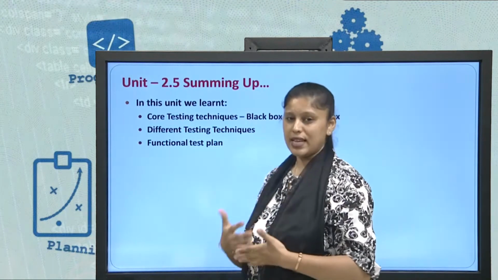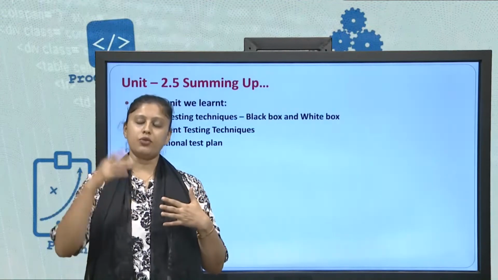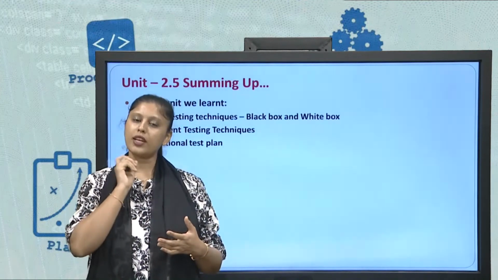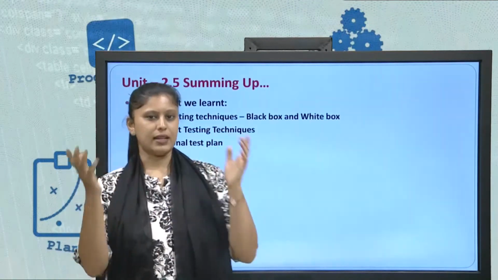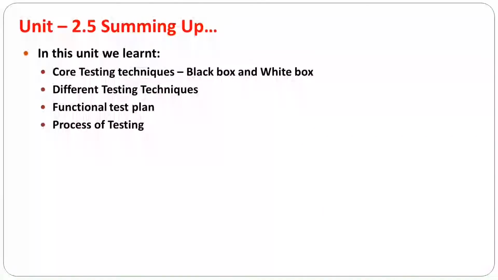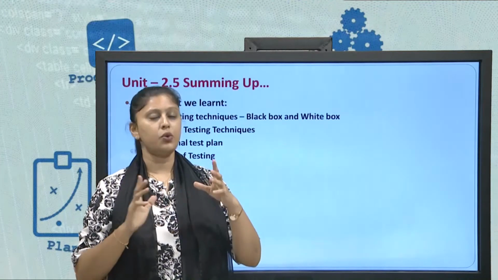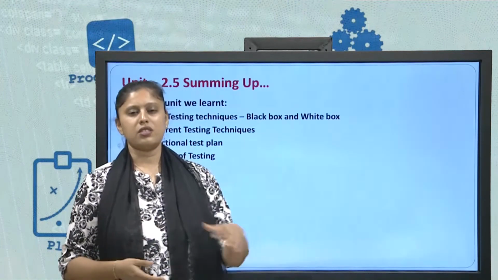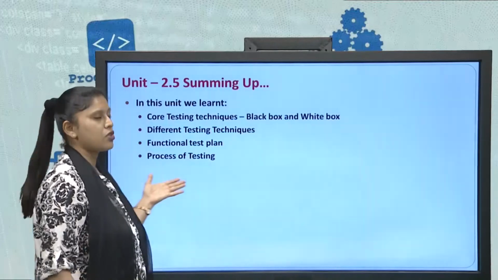Then we saw the functional test plan: how to prepare test cases, what test plans are, how we plan them, who the testers are, writing their roles and responsibilities, preparing a test plan for each individual test case, then recording it and giving it to the reviewers. And lastly we saw the process of testing, that means the major steps to carry out testing. Everything in software engineering starts with a well-defined plan, so it starts from planning and moves towards the rest of the steps.